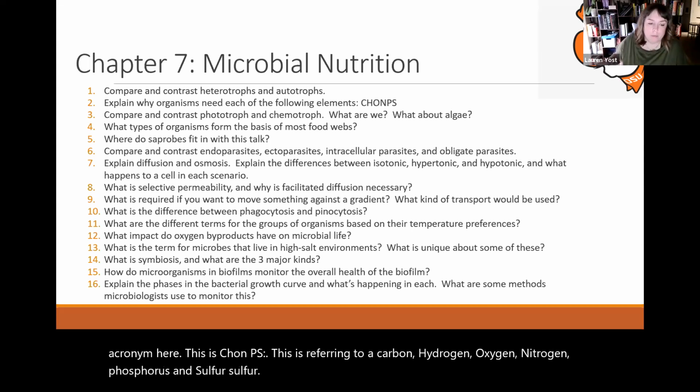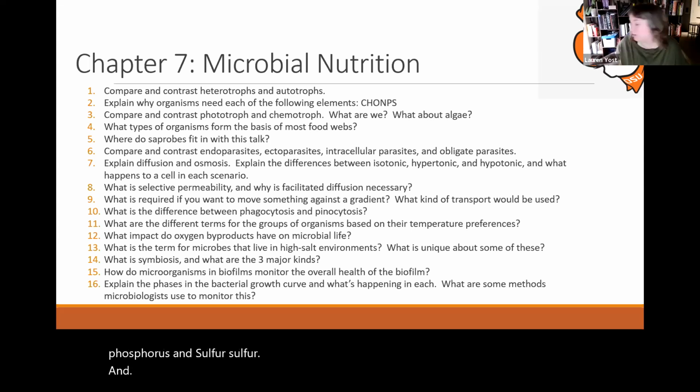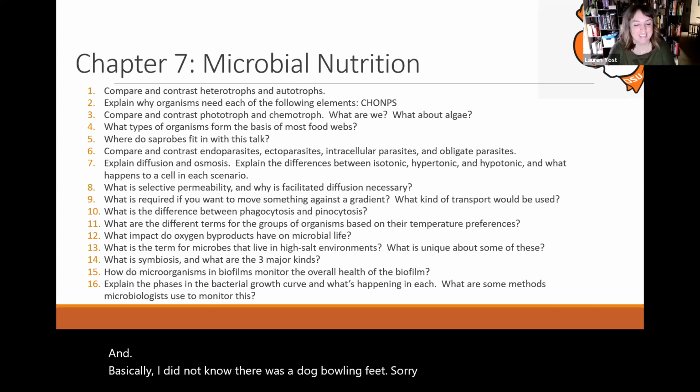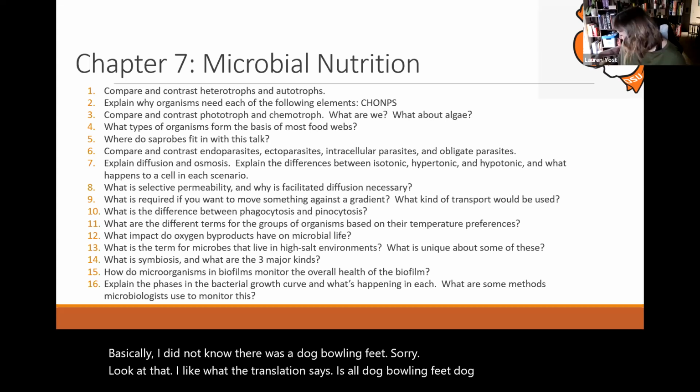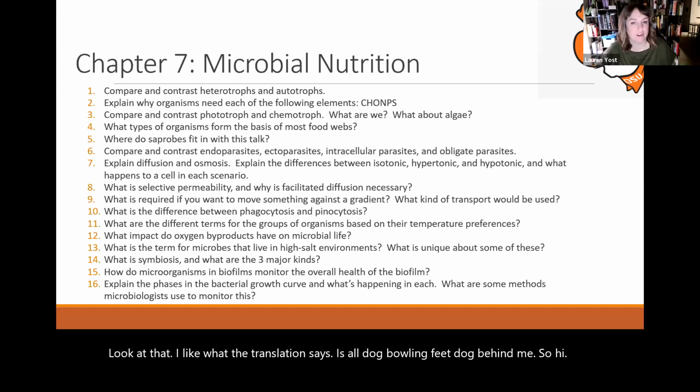I did not know there was a dog behind me. Sorry. I like what the translation says as well. Dog behind me. So hi. Anyways, got distracted by the dog.